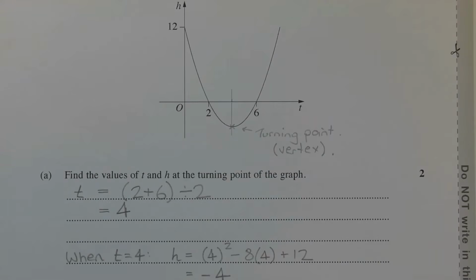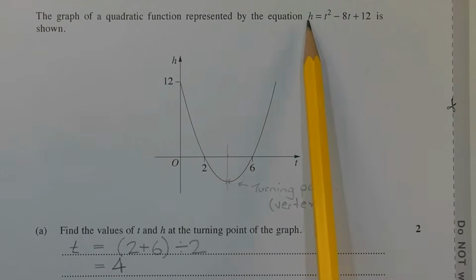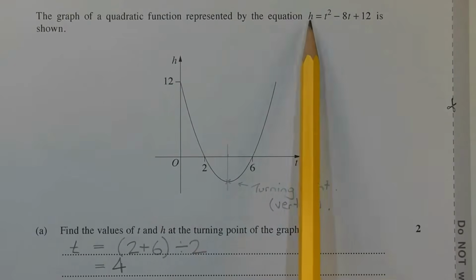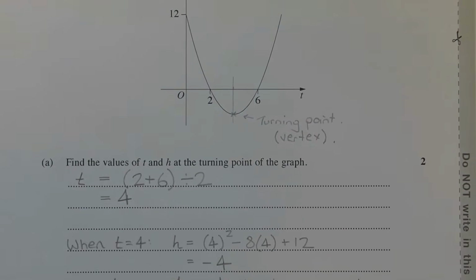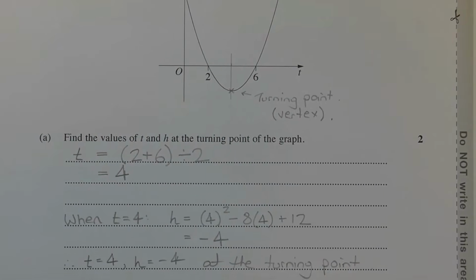Now we need to find the value of h that corresponds to t equals 4. And we need to go back to the original equation. h is equal to t squared minus 8t plus 12. And we want the value of h when t is equal to 4. So by substitution, when t equals 4, h is equal to 4 squared minus 8 times 4 plus 12, and that equals negative 4. Therefore, t equals 4 and h equals negative 4 at the turning point.